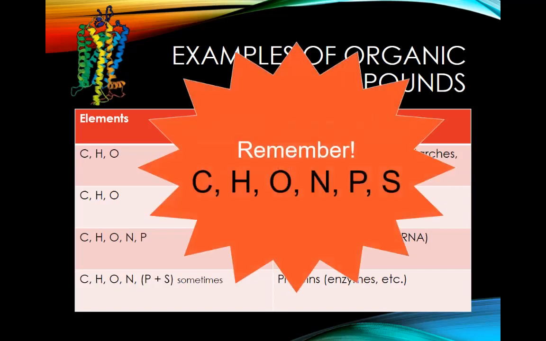So I might encourage you to remember the acronym I gave you earlier on, CHONPS, CHOMPS. Carbon, hydrogen, oxygen, nitrogen, phosphorus, and sulfur. These are our important organic elements that we find in our macromolecules.